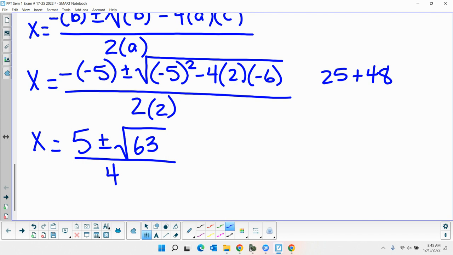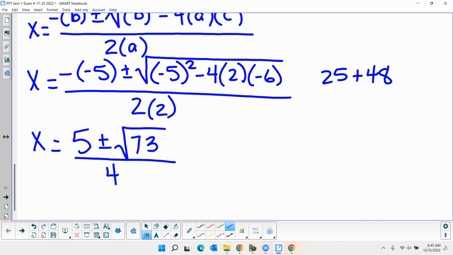Or is that 73? 73. Sorry about that. Can I simplify 73? No, there's no perfect square factors in there. So we're done. 5 plus or minus square root of 73 over 4.